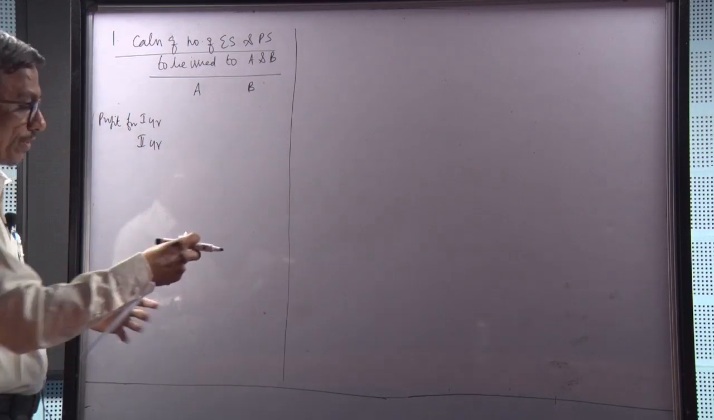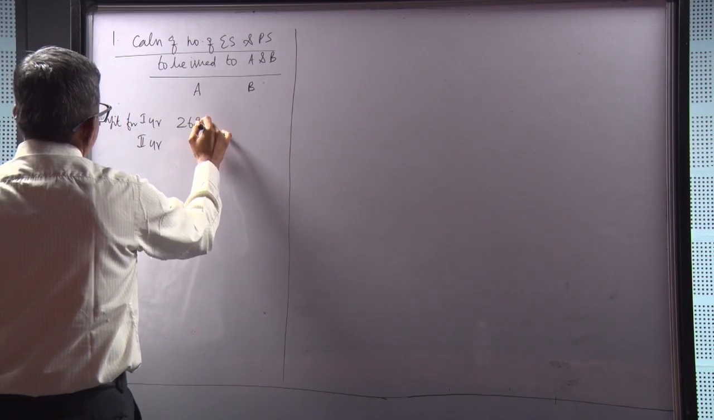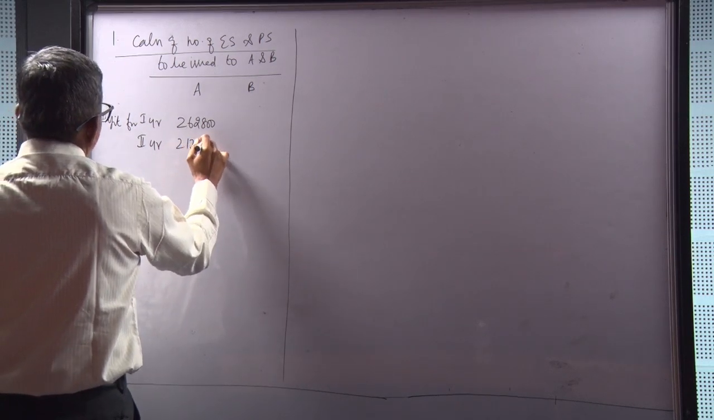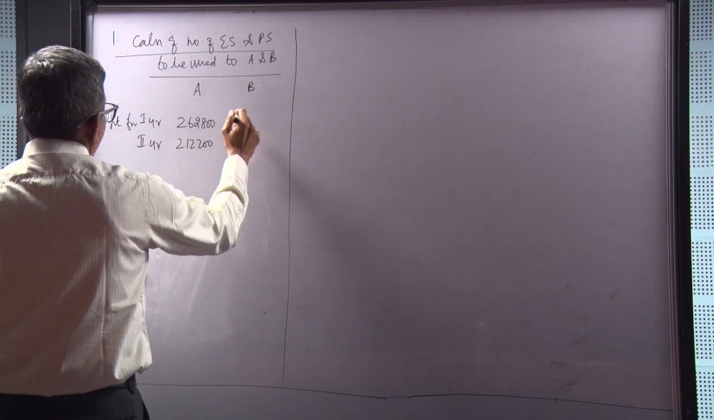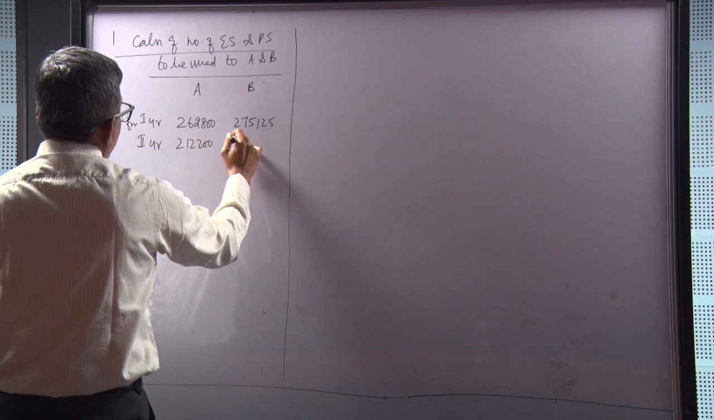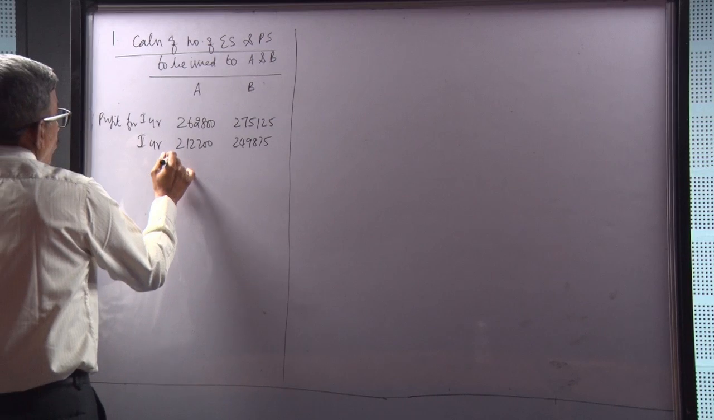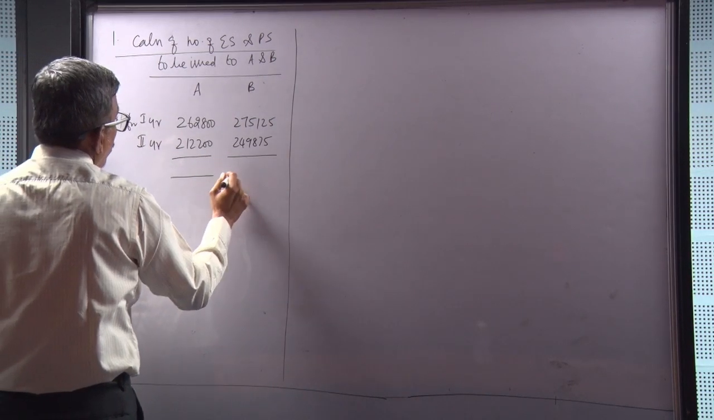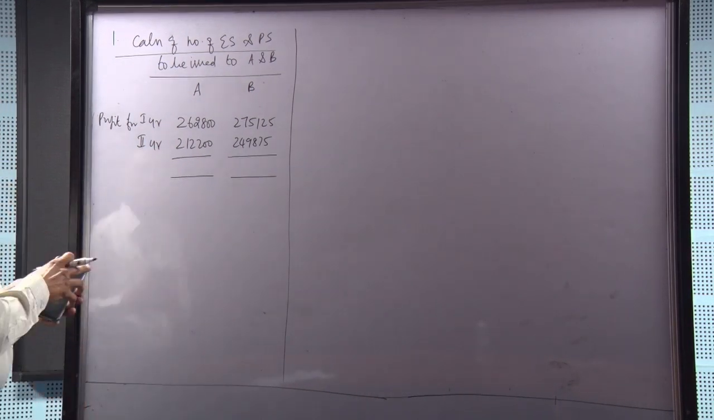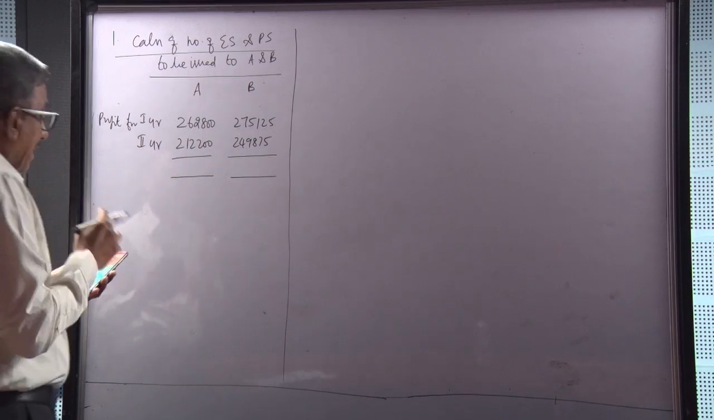First year profit for A, 262,800. Second year, 212,100. For B, it is 275,125 and 249,875. So you find the total of the profit made by A and B in the last 2 years. In that proportion, 24,000 shares are to be allotted to A as well as B.